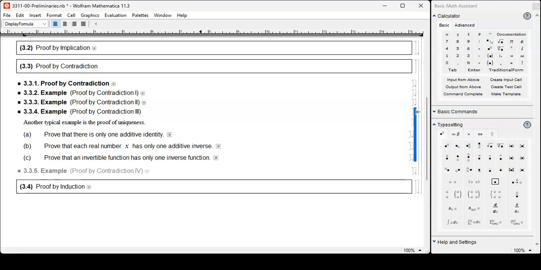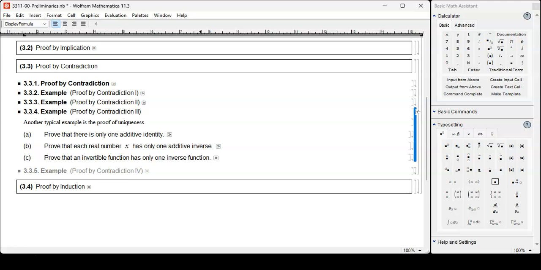Another typical use of proof by contradiction is the proof of uniqueness. Prove that there is one and only one additive identity. Prove that each real number x has only one additive inverse. Okay, again, uniqueness. Prove that an invertible function has only one inverse function. Again, uniqueness.